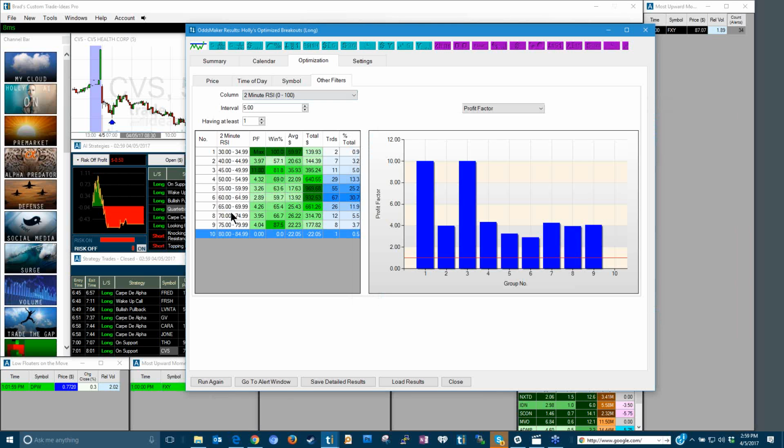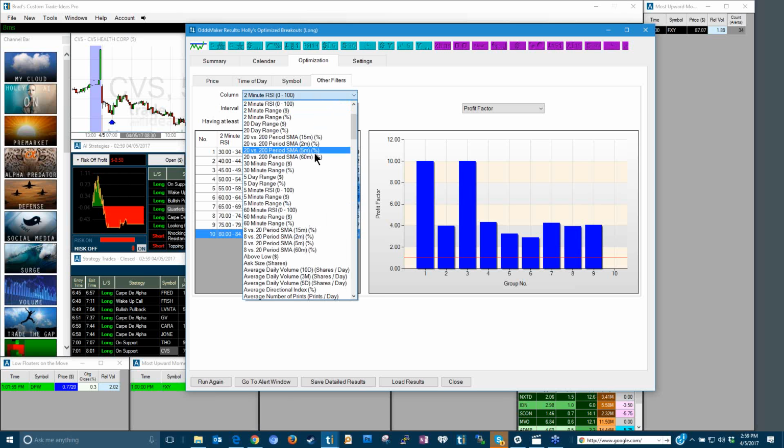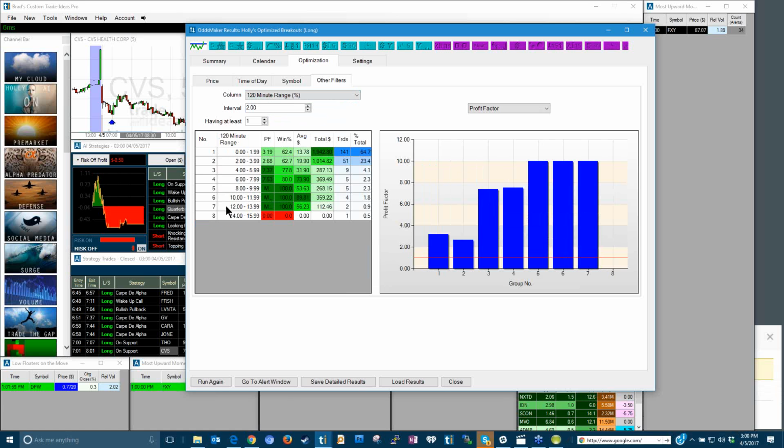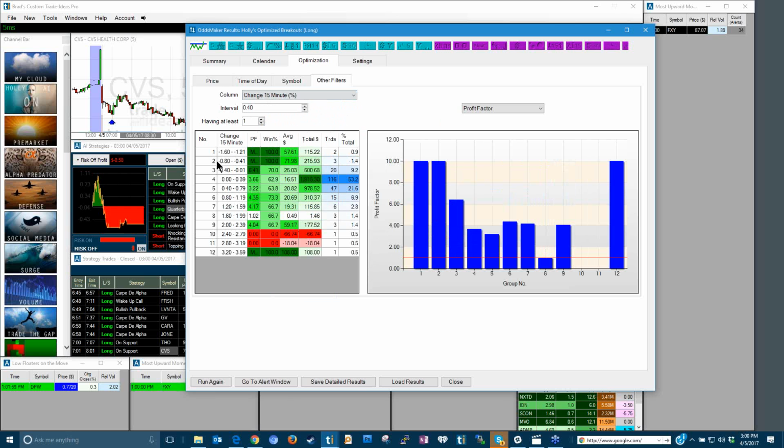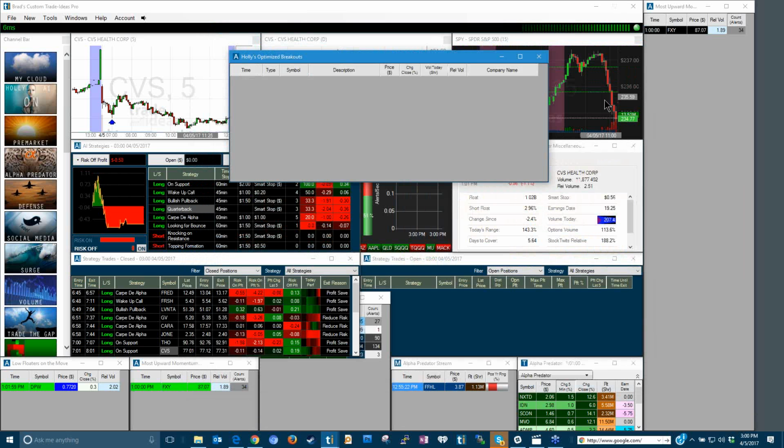When you're doing this for the first time, there's a great chance you go into something like the 120-minute range percentage, and you're going to find that if something was trading a huge range, it might not have been doing so well. Or maybe the change over the last 15 minutes percentage, stocks that were down over the last 15 minutes weren't great candidates for it. So that's the kind of information that it conveys here. So I hope that answered your question on the Oddsmaker.